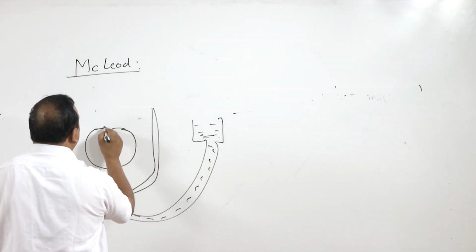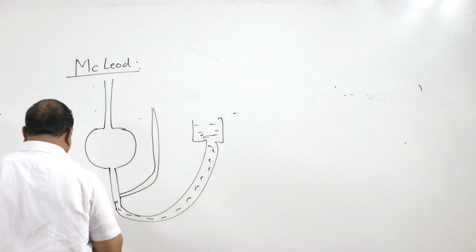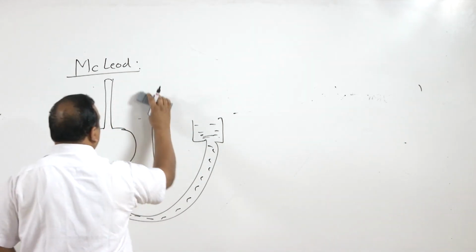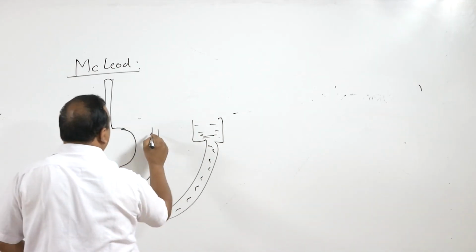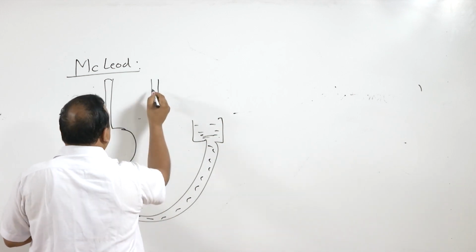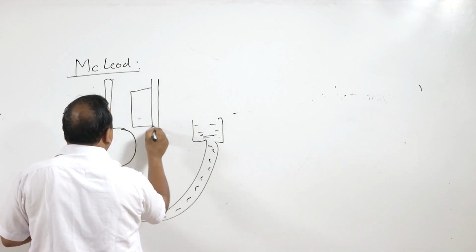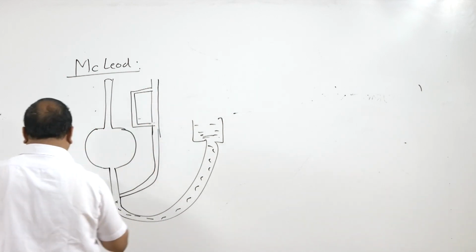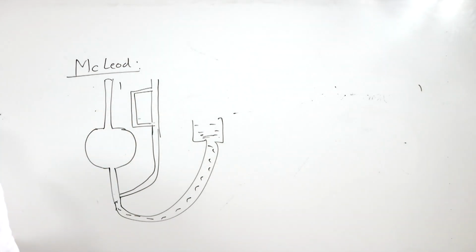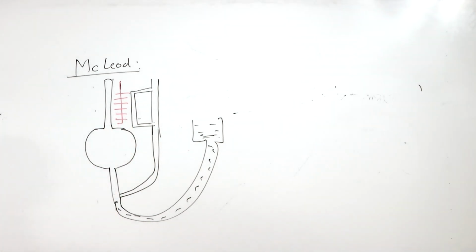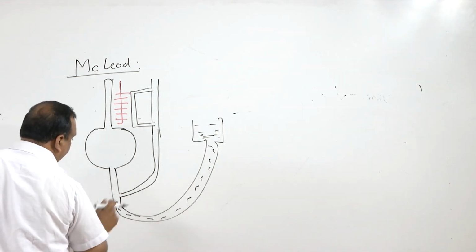And this side, now this has a column, this side has a column, right? And this side is also having a column, and the column has a bifurcation also. The arrangement is something like this, and here there is a scale. Some scale is provided here, right? Now, this is also open.